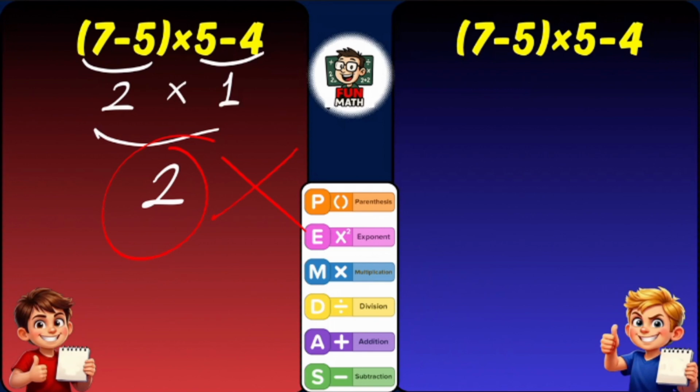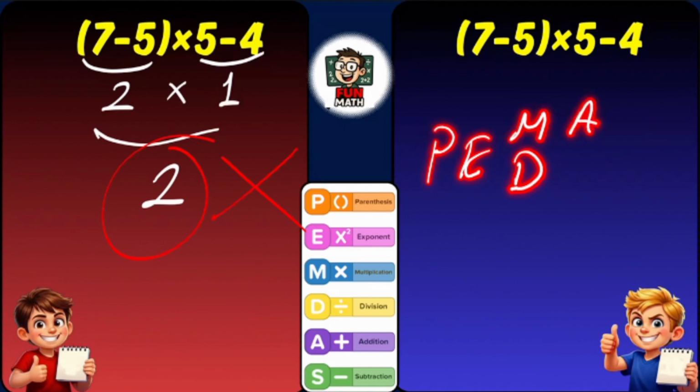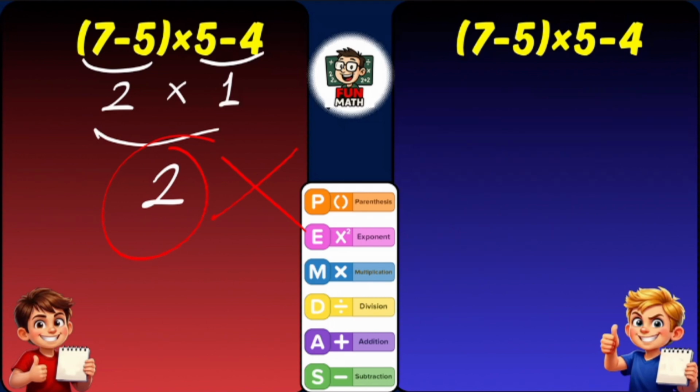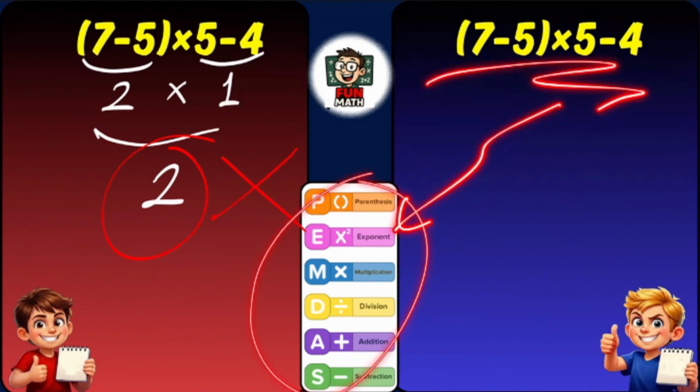Repeat. Parenthesis. Exponent. Multiplication and division, not ordered, from left to right. Addition and subtraction, not ordered, from left to right. Parenthesis. Exponent. Multiplication and division, addition and subtraction. Now, let's solve the equation according to the rule.